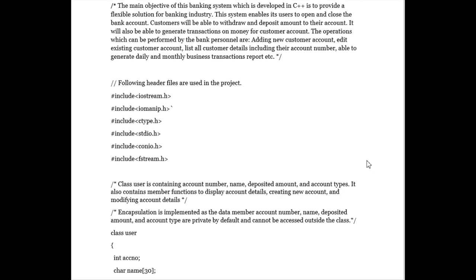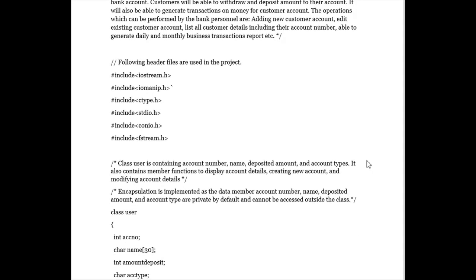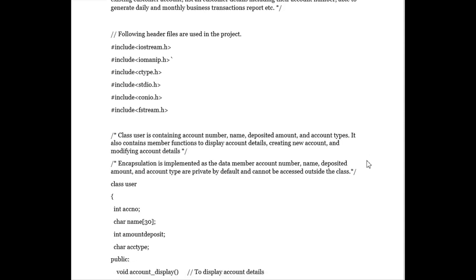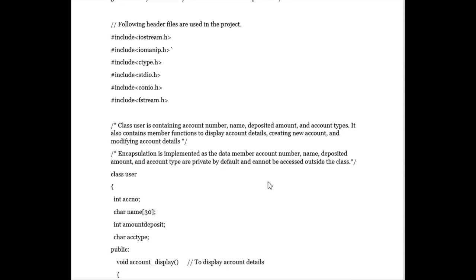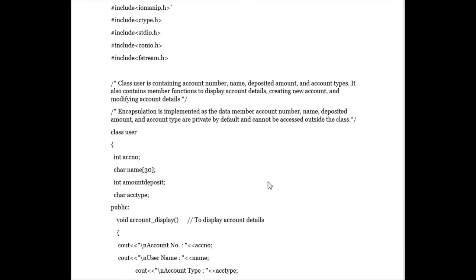Class user contains account number, name, deposited amount, and account type. It also contains member functions to display account details, create a new account, and modify account details. Encapsulation is implemented as the data members, account number, name, deposited amount, and account type, are private by default and cannot be accessed outside the class.